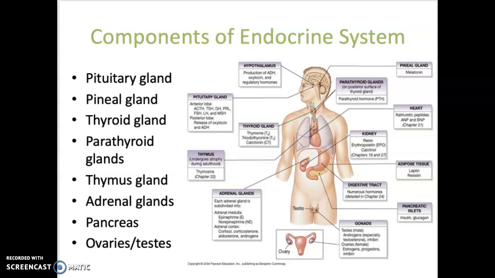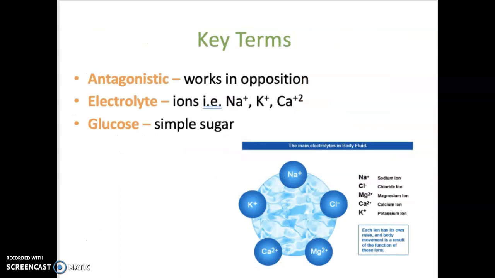So the endocrine system, along with the nervous system, are the two body systems that help to maintain homeostasis. A couple key terms related to the endocrine system. Antagonistic means acting in opposition. The term electrolyte means a mineral salt that has either a positive or a negative charge. And I have some examples here on the PowerPoint. And glucose is a simple sugar, which is a carbohydrate that acts as the primary source of energy for the body.